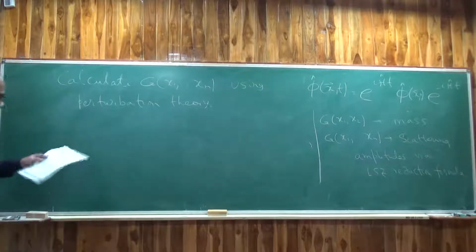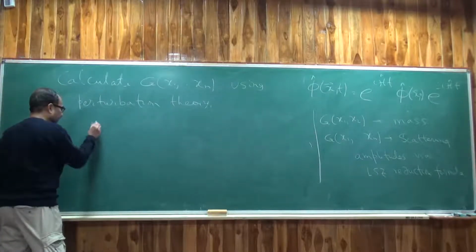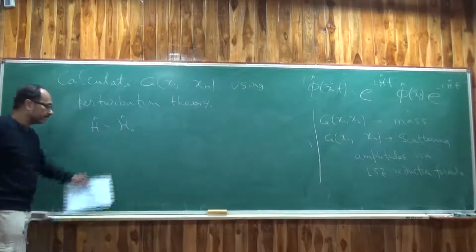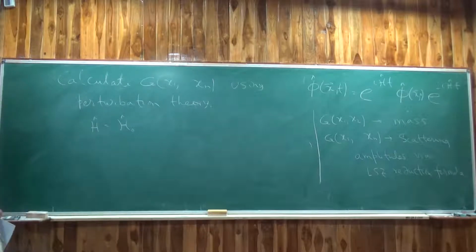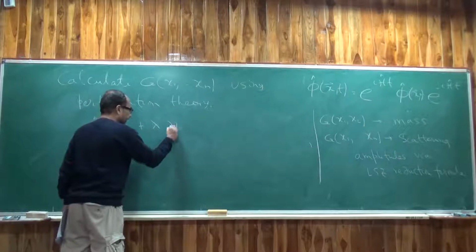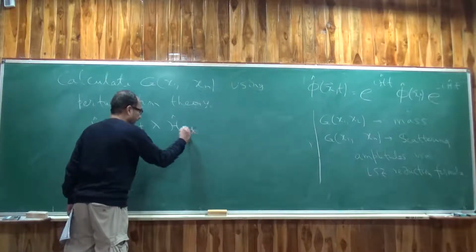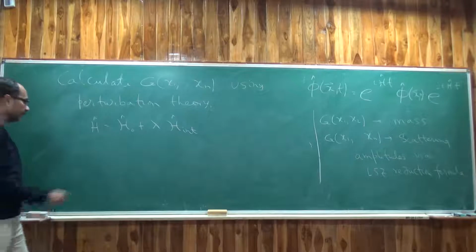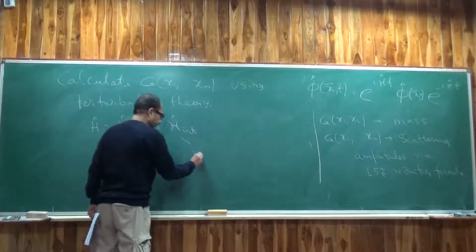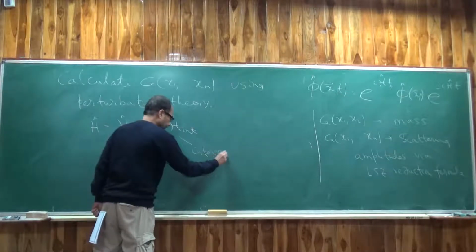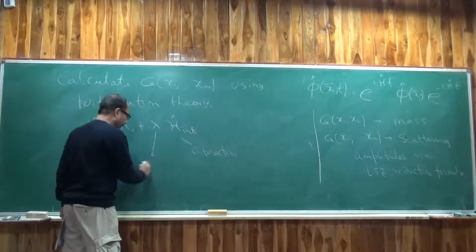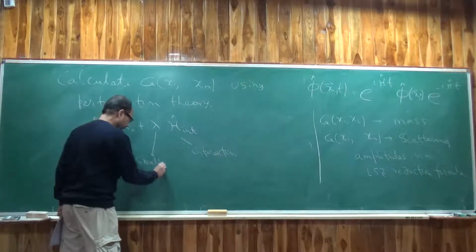Okay. So what we do is that we write the Hamiltonian H hat as a sum of two terms. One is a free Hamiltonian, which just represents free fields, which is easy to solve, plus some small parameter which I call lambda times H hat interaction. So this is the free Hamiltonian. This is the interaction term. And this lambda is some small parameter in which you do perturbation expansion.